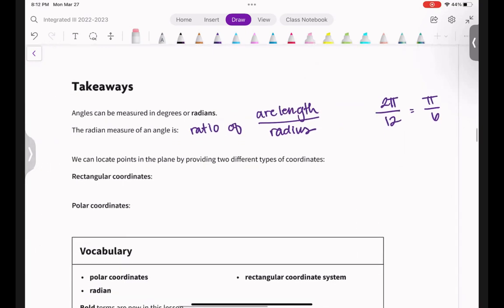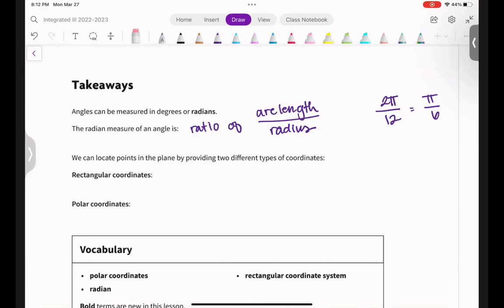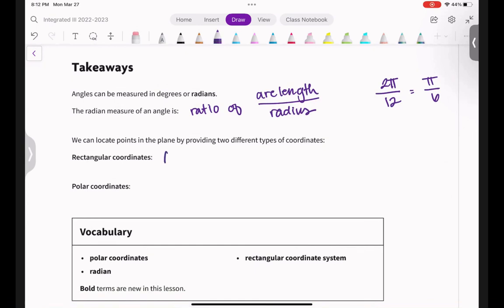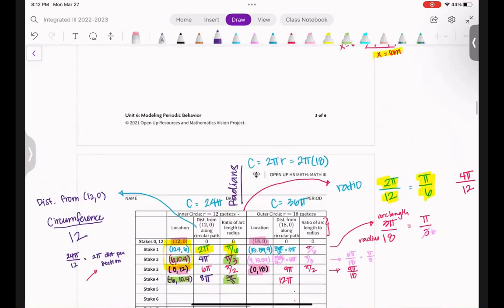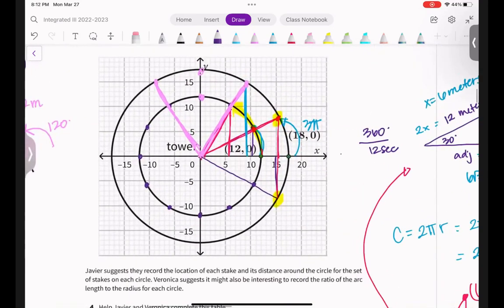Okay. We can locate points in the plane by providing 2 different types of coordinates. Rectangular coordinates is what you're used to: x comma y. And then there's polar coordinates, which is what we learned today, which is a radius comma theta. Now this is formalized. When we were going back here, I can talk about any point I want on this circle, on this coordinate plane, by giving you an angle and the radius.